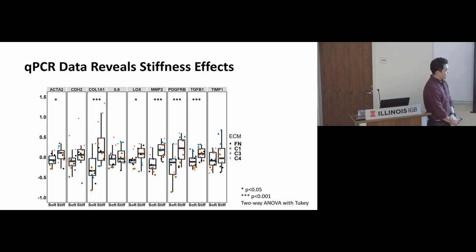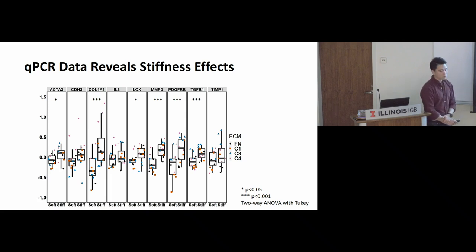And because I didn't want to show you all the ECM and stiffness combinations, I basically just combined all the ECMs and only isolated the stiffnesses here, so soft and stiff, the two different ones. Most of these are all activation markers, and you can see most of them are increasing on the stiffer one, which is what is known in the literature.